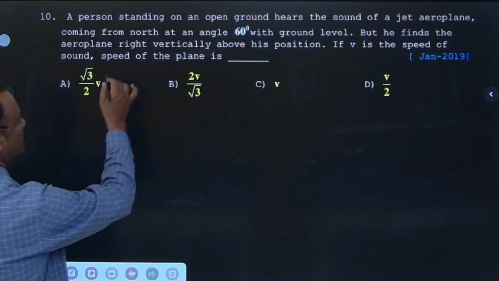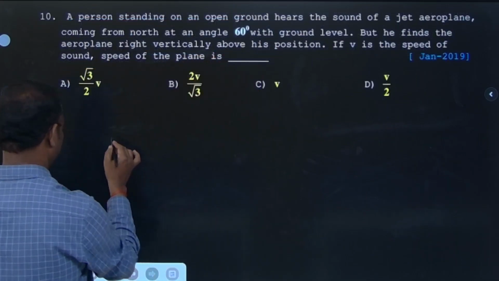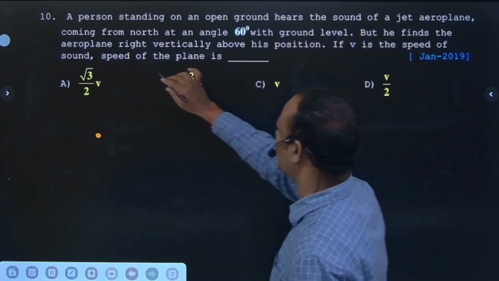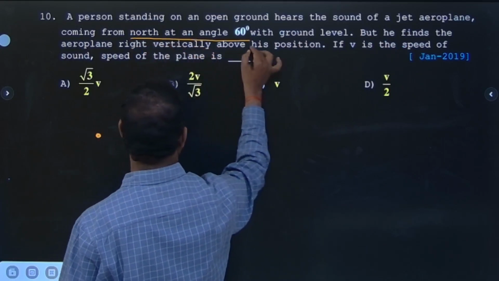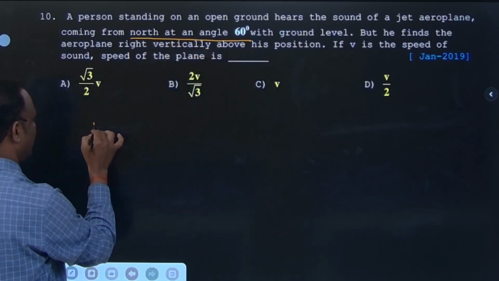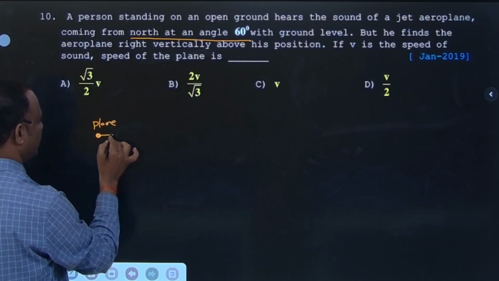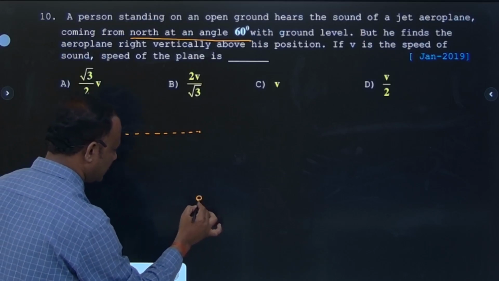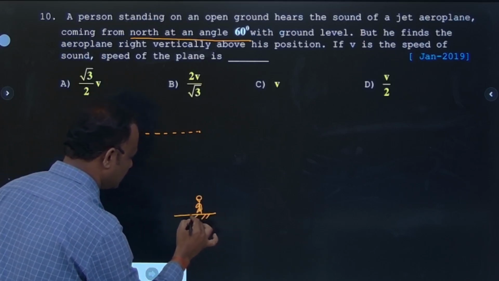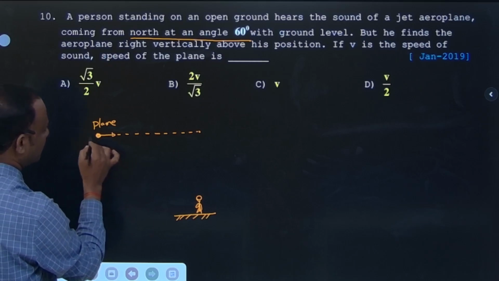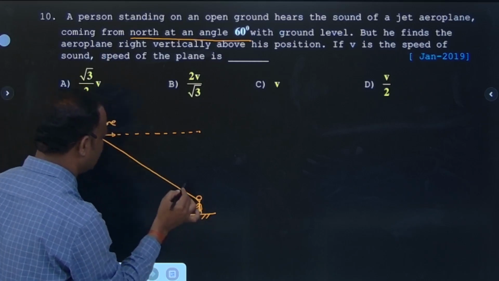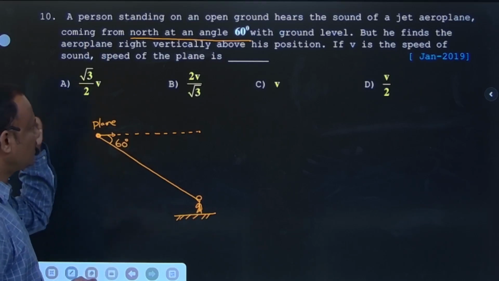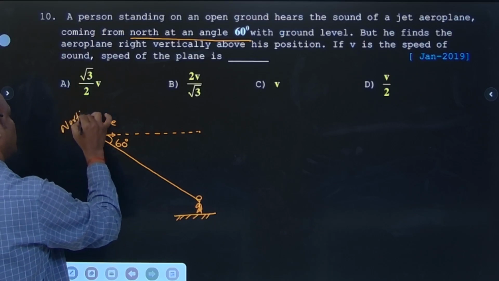This question: a person standing on open ground hears the sound of a jet aeroplane coming from the north at an angle of 60 degrees. Suppose the plane is here, moving like this, and here is the person. Then the sound is heard making an angle of 60 degrees with him, when he finds it coming from the north.